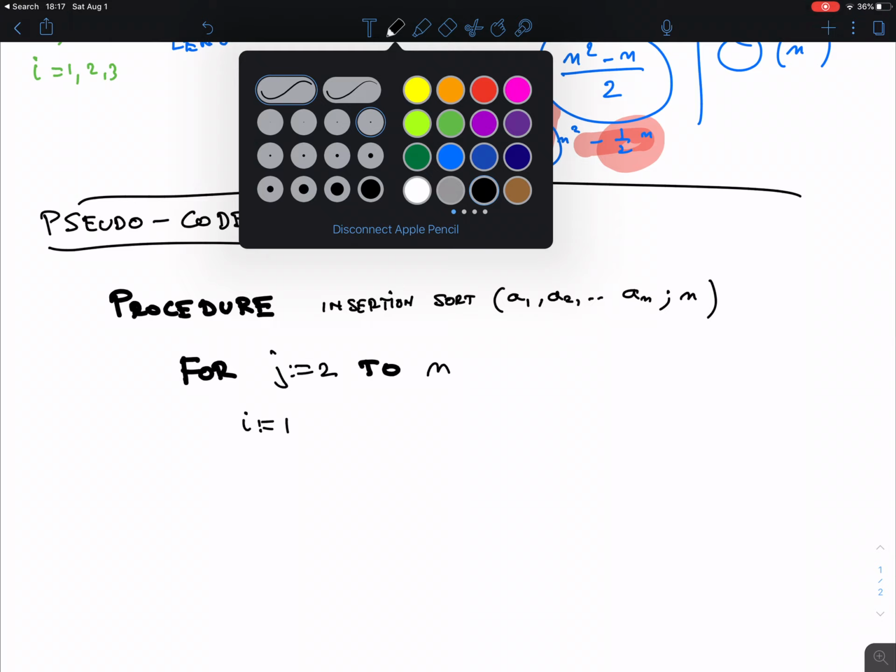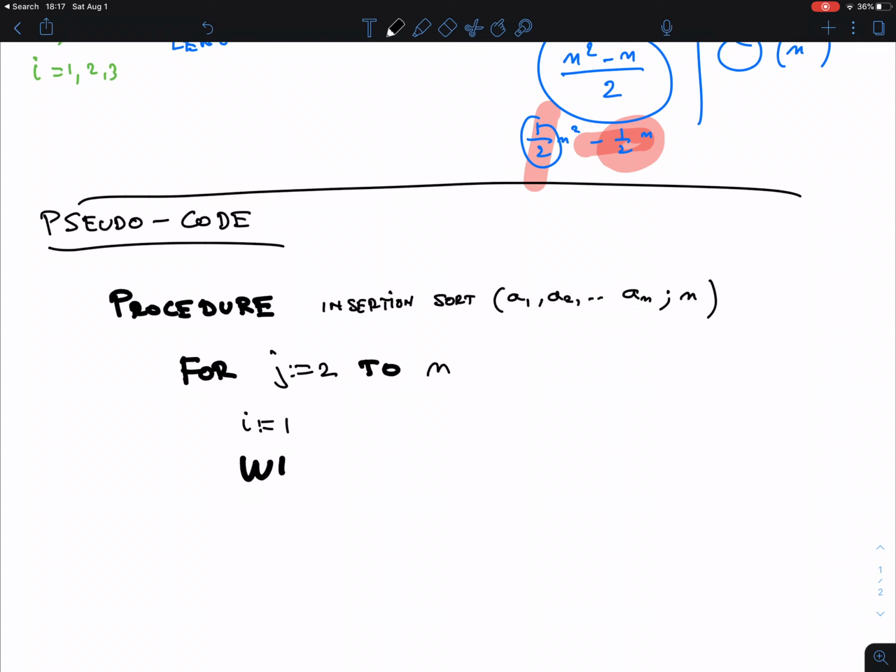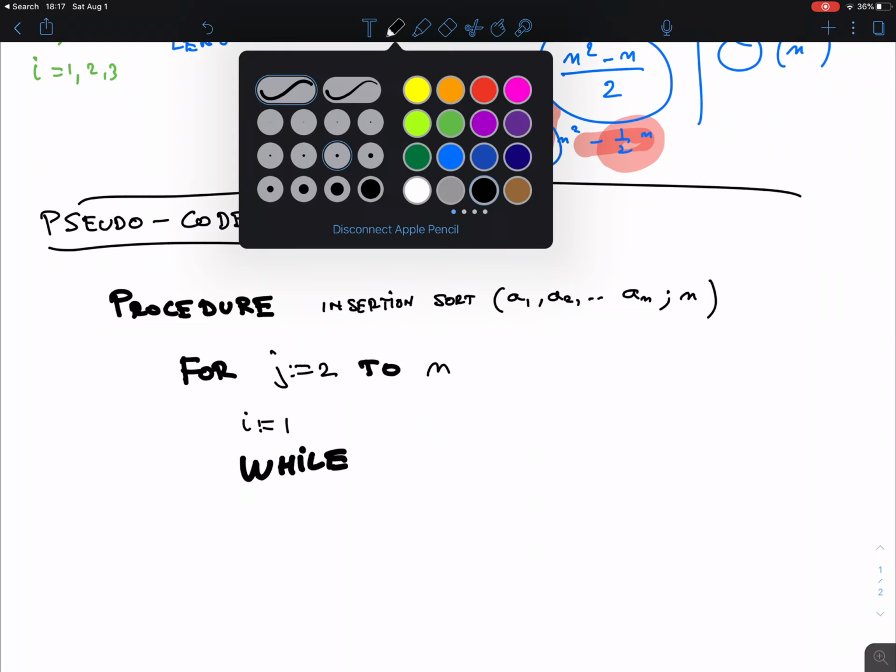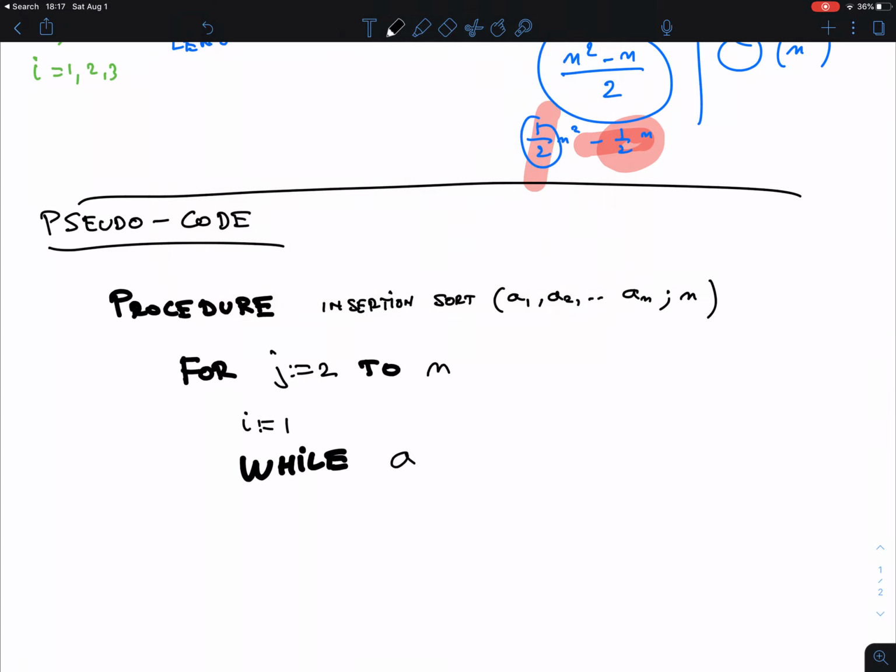So this is what... while AJ, remember that's the one that I'm trying to insert. If this is bigger than AI, remember the I is the index that goes in the green list.